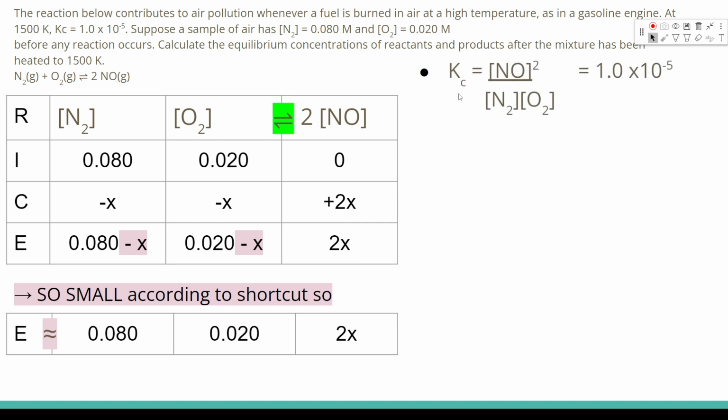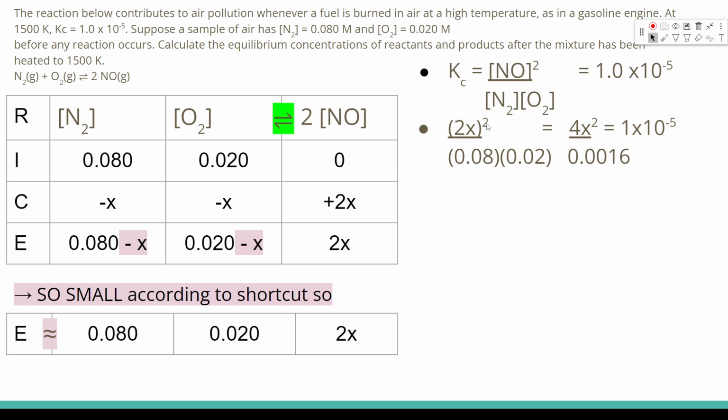And so I'm writing my Kc based off the balanced reaction, products over reactants, and then I was given this value earlier right here. So Kc equals 1.0 times 10 to the negative 5. And so I'm going to go ahead and plug in my values. Now, if you notice, the math is significantly easier because I'm just multiplying two numbers together rather than 0.08 minus x times 0.02 minus x. That would be more math, the quadratic formula. Disgusting. And so we can do the shortcut instead.